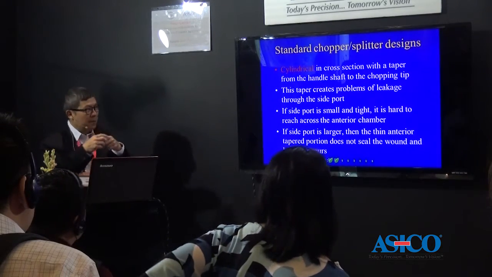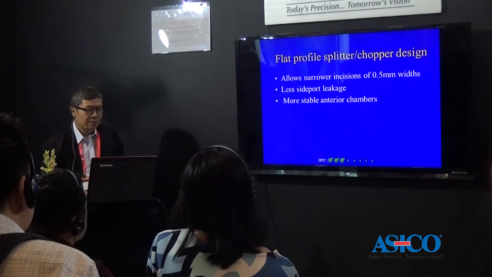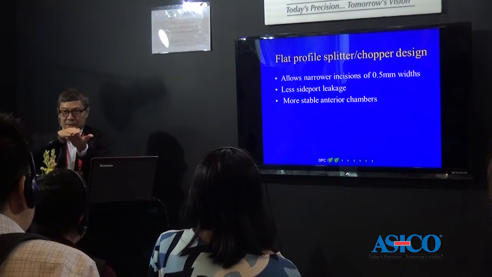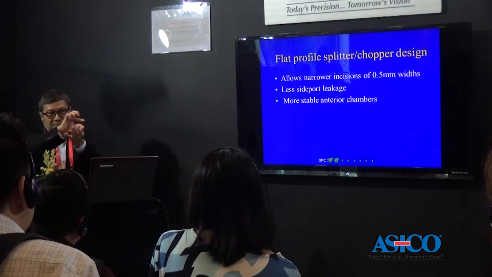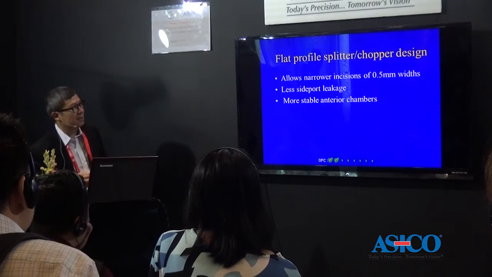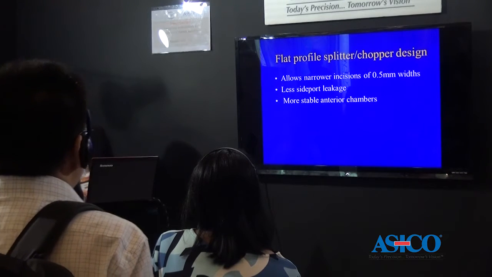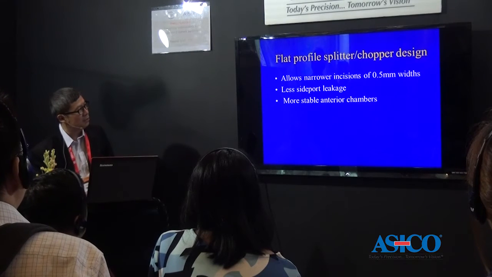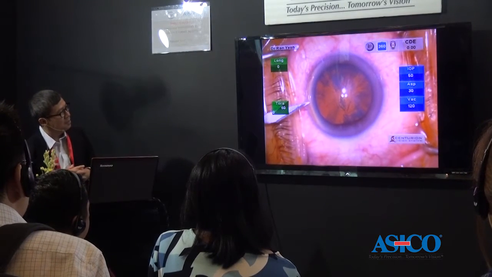And when you're making it bigger, then it leaks and your chamber is not as stable as you might like it to be. So what I've done is I've designed some new flat profile splitters where the shaft that goes in is no longer round and tapered, but flattened, which allows easier entry into the eye. And you can make your incisions down to 0.5 and with less side port leakage and more stable anterior chambers. So here you will see a side port that I'm making.